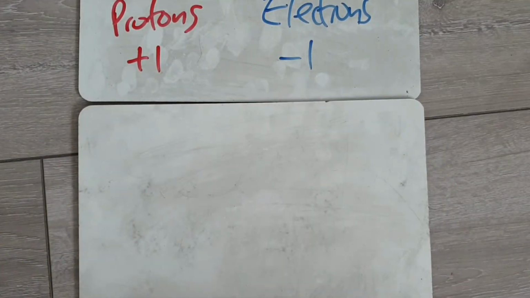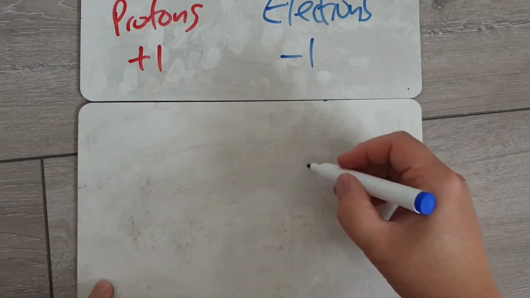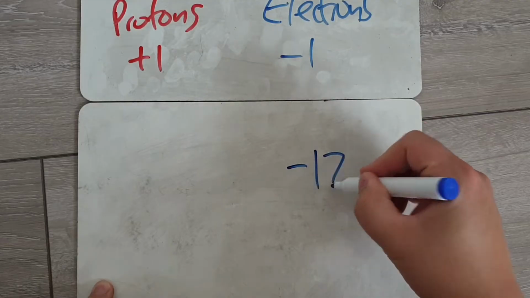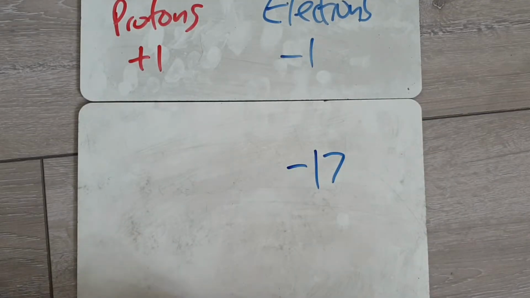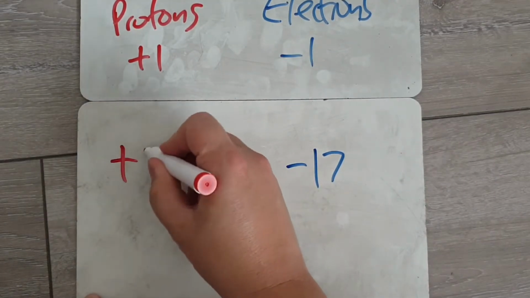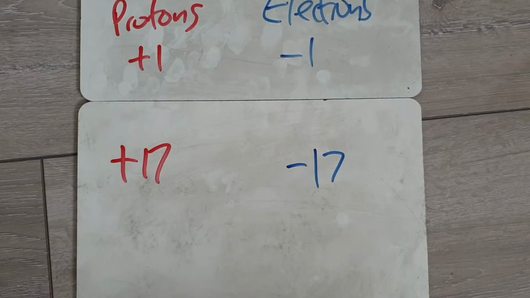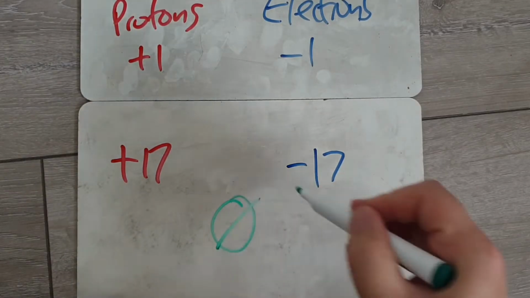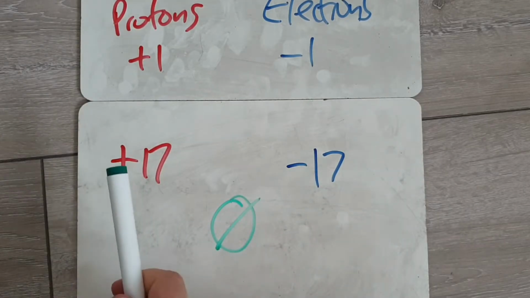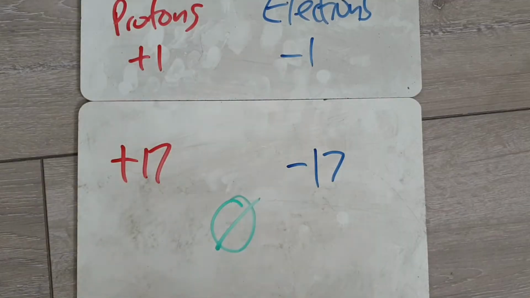So if we look at chlorine, it's got 17 protons and it's got 17 electrons. So it's got 17 electrons, so minus 17, and it's got 17 protons, so plus 17, and they cancel out, which gives it an overall charge of 0. So the overall chlorine atom has no charge because it's got 17 pluses and 17 minuses.